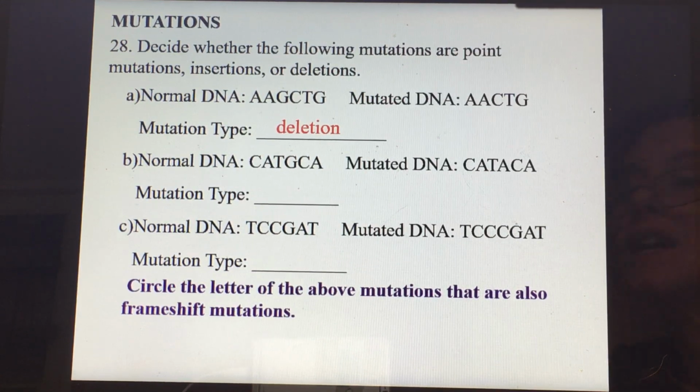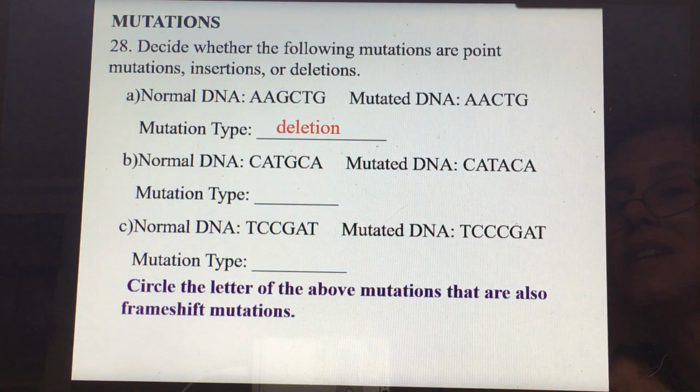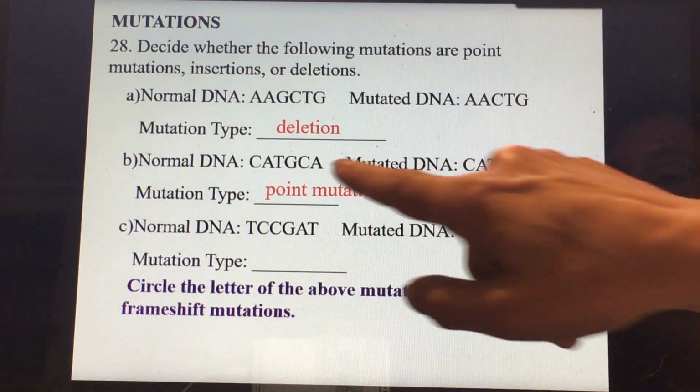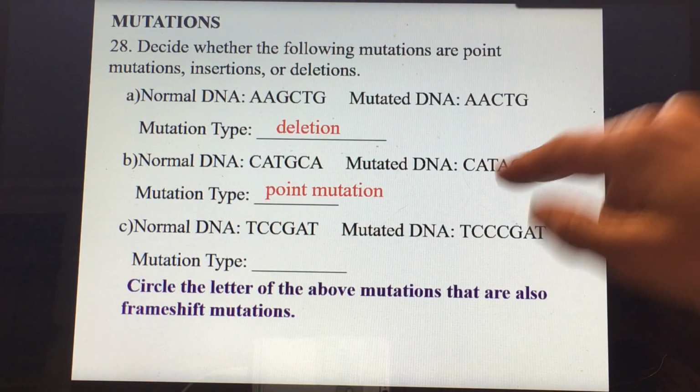In example B, we go from CATGCA to CATACA. So we have 6 bases here and 6 bases here. So we do not have an insertion or deletion. One of our bases is now different. And in that case, we call it a point mutation because a G has been replaced by an A.